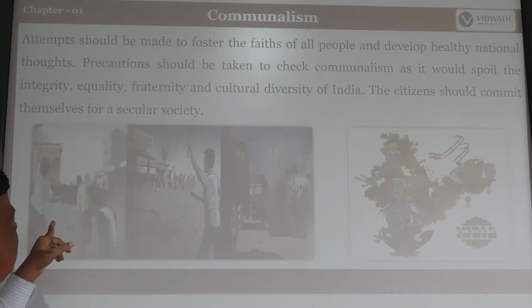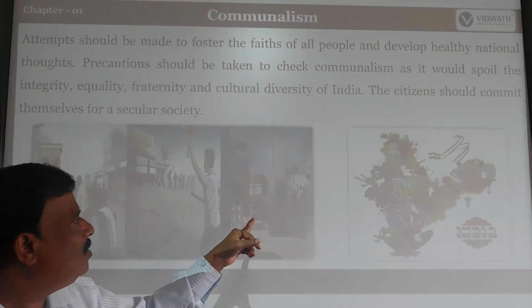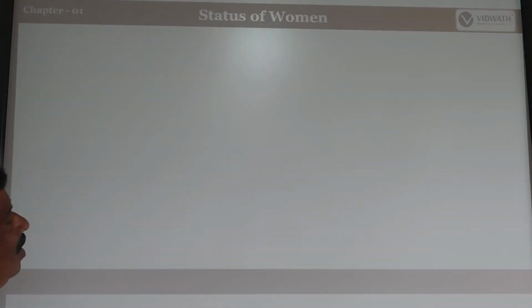See, that is the destruction. People here are also looting. That type of plundering and looting is not necessary for us.